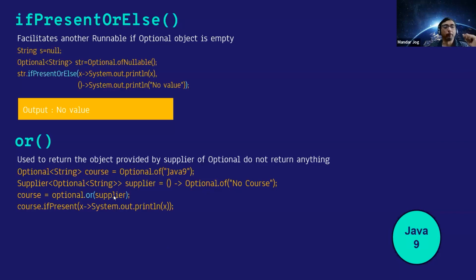What do I mean by that? It says that if there is nothing present in this optional, which is of type string, I'm going to add the supplier into that.